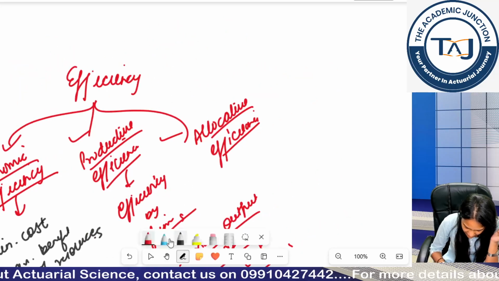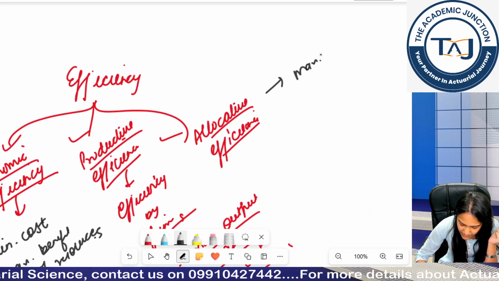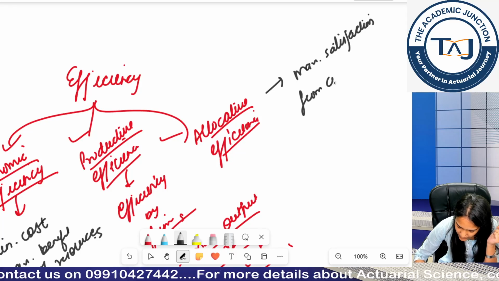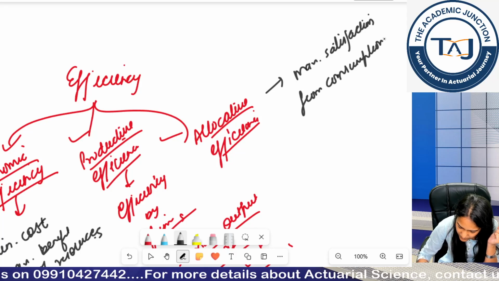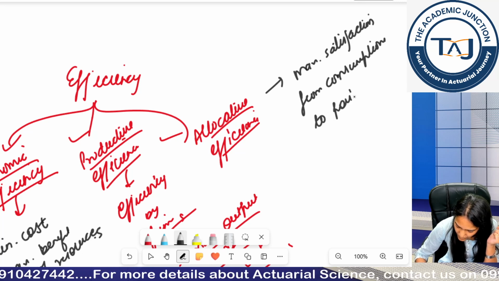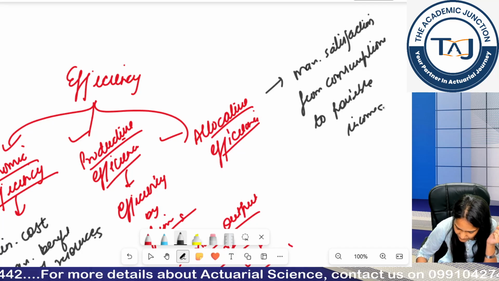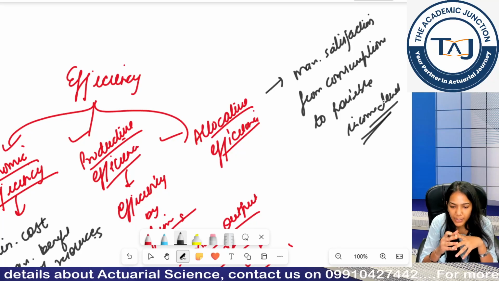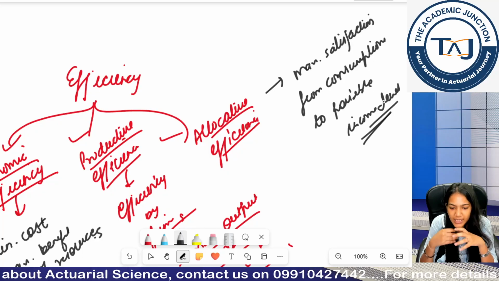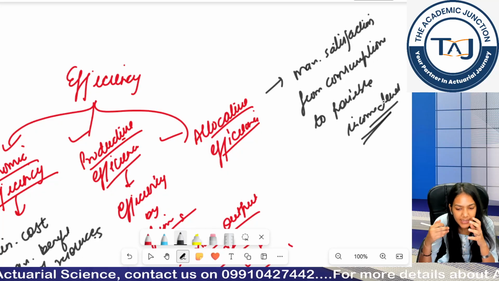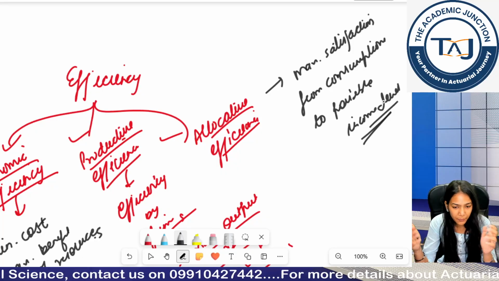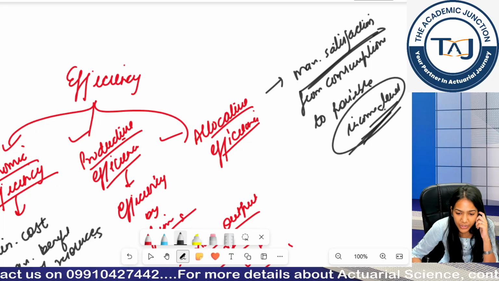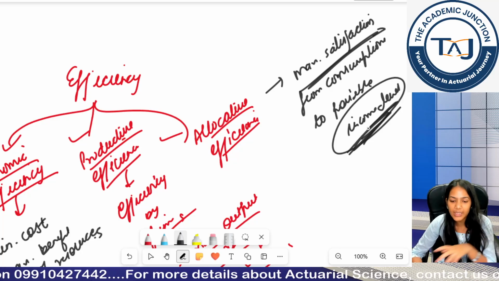Allocative efficiency basically means maximum satisfaction from consumption to possible income levels. It means this is the situation where I am able to allocate, or my economy is able to allocate goods and services in such a combination that a maximum number of people are getting maximum satisfaction at current income level, because consumption is related to income level, that is why we have to use the keyword here income level.